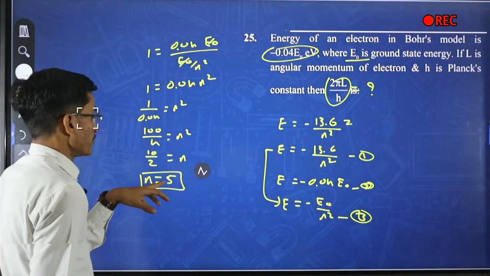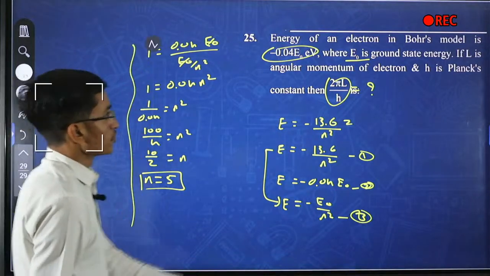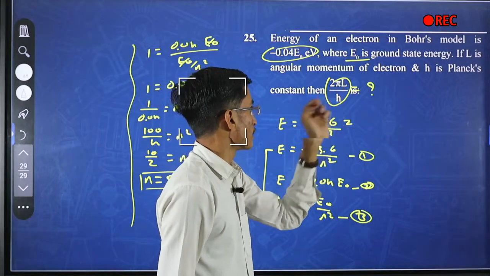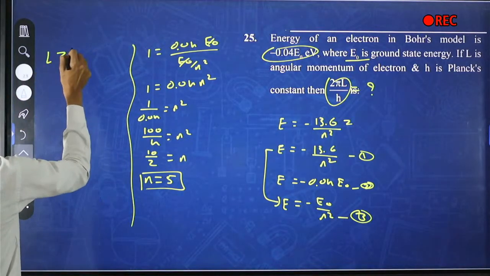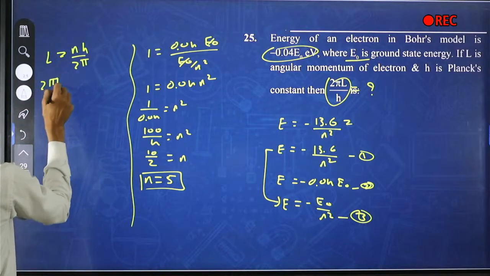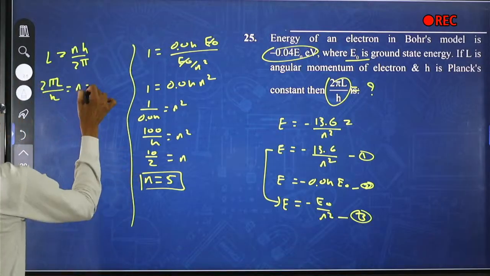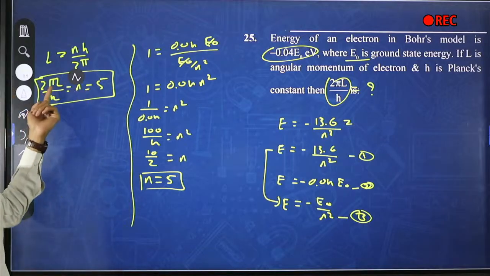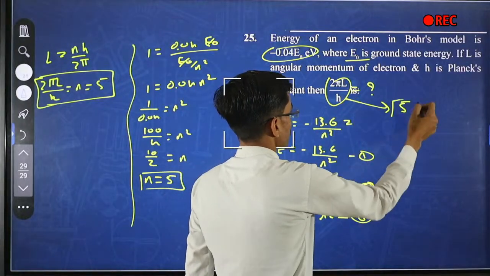So electron will be in the 5th orbit. So you can say that 2 pi L upon h. What is the value of 2 pi L upon h? So from angular momentum, L is equal to nh upon 2 pi. So 2 pi L by h is equal to n, and n is equal to 5. So value of 2 pi L upon h is given as 5. So answer of this will be 5.